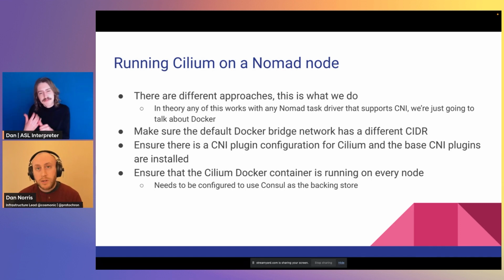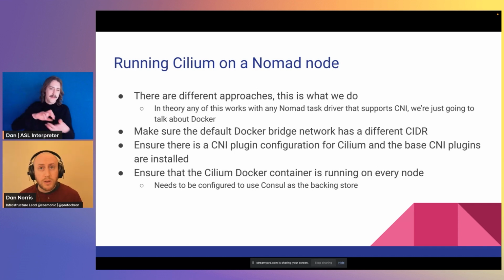But the first is to make sure that when you start Docker, the default bridge network has a different CIDR than whatever you're using for Cilium. They can conflict if you're not careful. So my advice is just to set it statically, and I'll show you how to do that.